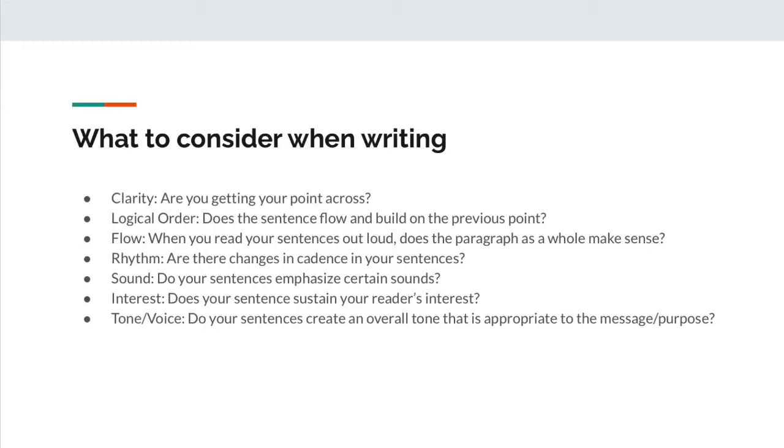Rhythm. Are there changes in cadence in your sentences? When you're reading it, does it sound awkward or weird to read out loud? Sound. Do your sentences emphasize certain sounds? Sometimes you want to do this in your writing to emphasize the point that you're trying to make, but sometimes it'll make it confusing to read. Interest. Does your sentence sustain your reader's interest? If you are writing on and on and on, your reader is going to lose interest very quickly and not want to keep reading your essay. Tone or voice. Do your sentences create an overall tone that is appropriate to the message or purpose? If you're using language that is not appropriate, then your reader might get very confused.